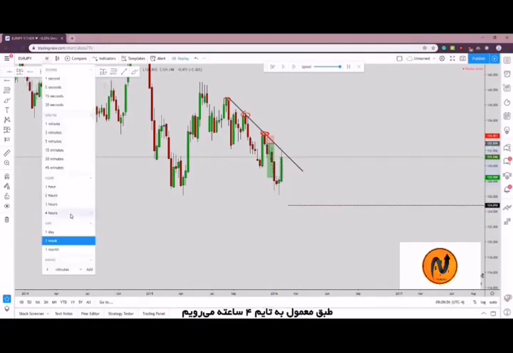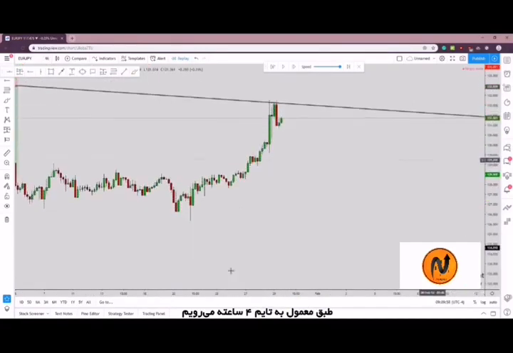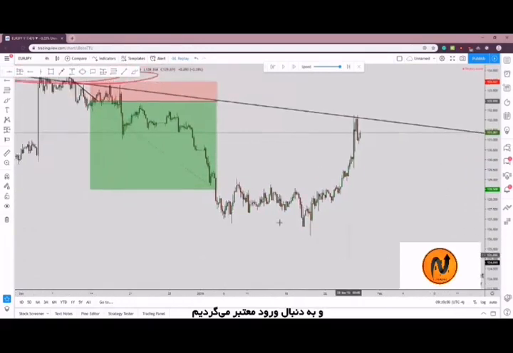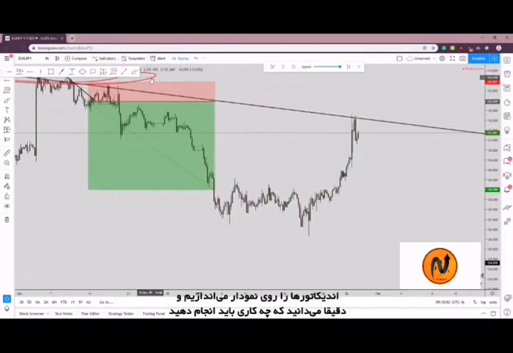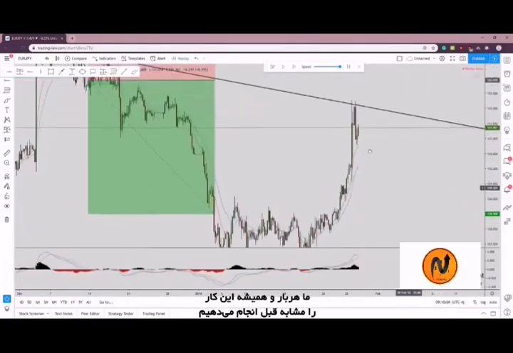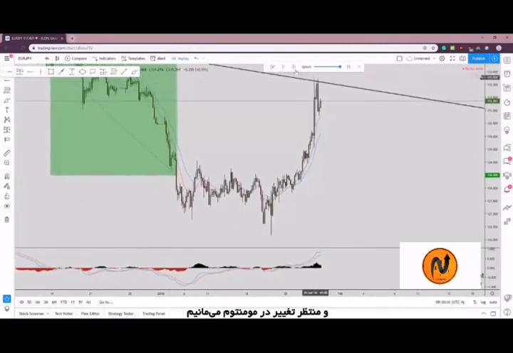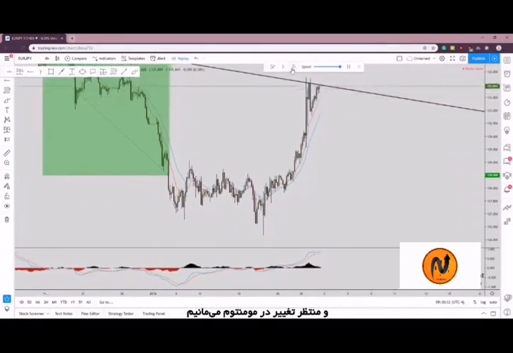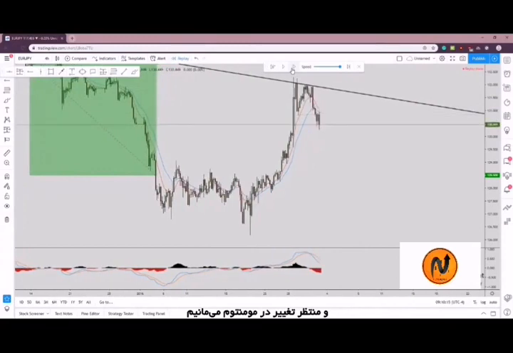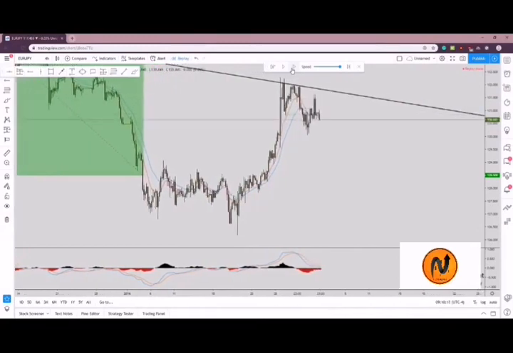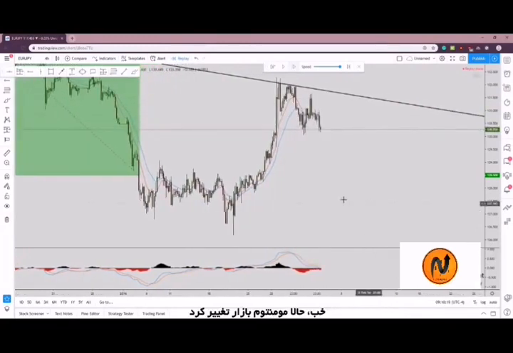So moving down on the 4-hour, as usual, we will be looking for a valid entry. We will be bringing our indicators. You already know exactly what we're supposed to do. We do this each and every time in the exact same way, and we will wait for a shift in momentum. So now we just got a shift in momentum.